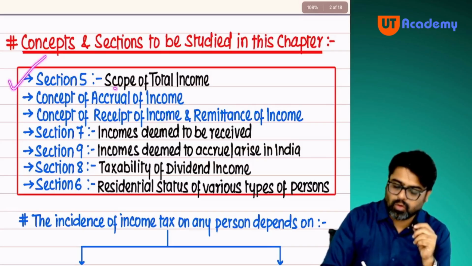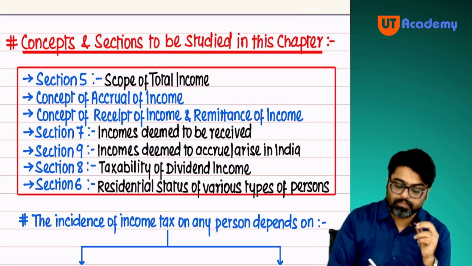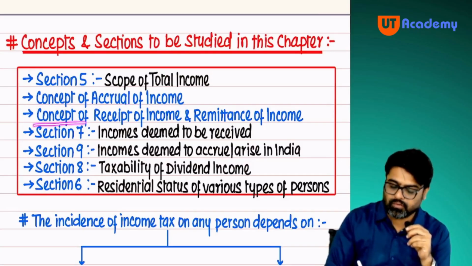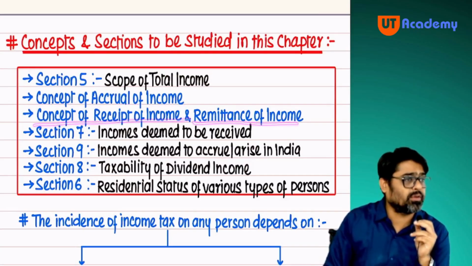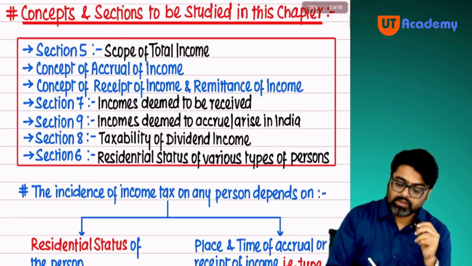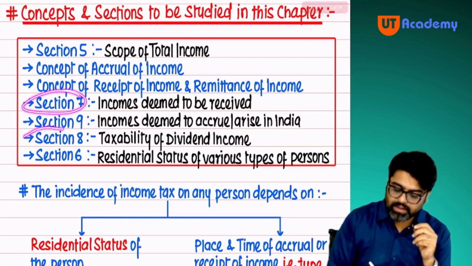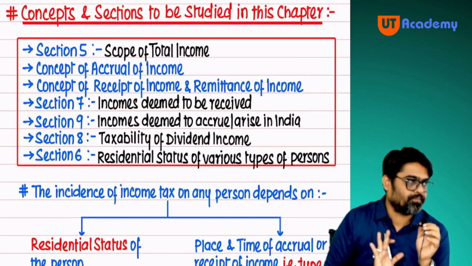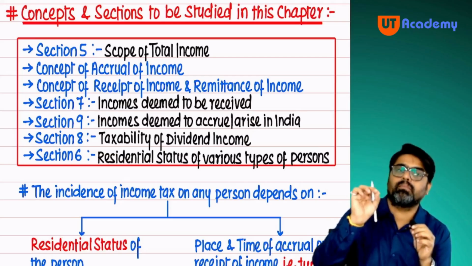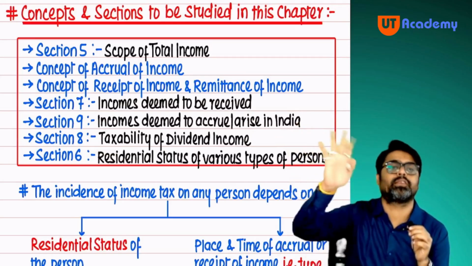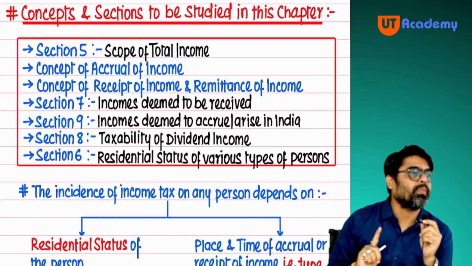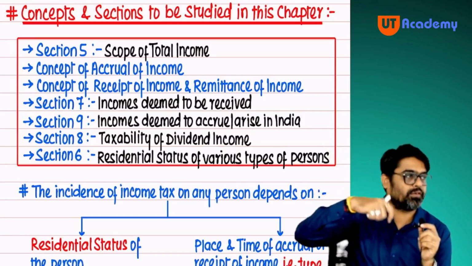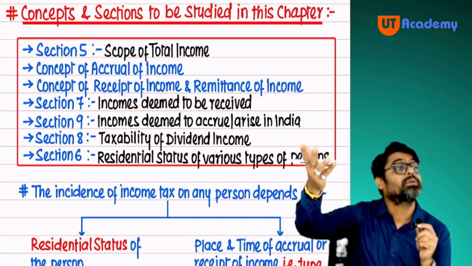Section 5, scope of total income. We are going to discuss that. Then there is a concept of accrual of income that we are going to discuss. There is a concept of receipt of income and remittance of income that we are going to discuss. Then section 7 is there and section 8 is there. Although I have written the notes in this chapter, section number 7 will be covered with the salaries head, because there is a linking of section number 7 with the provident fund concept, which we are going to do in the salaries head.